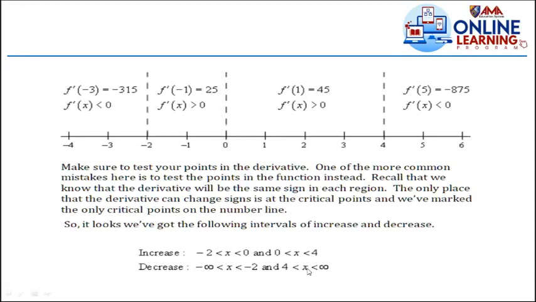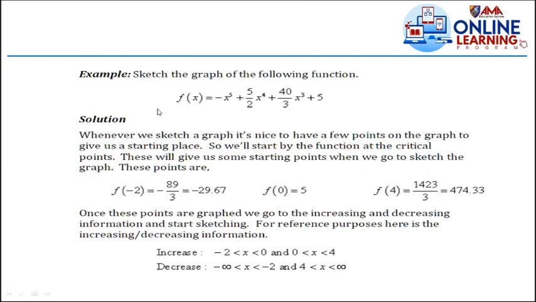Dito naman, if x is greater than 4 and positive infinity, and so on, we already have decreased values. So, this is now our results, no? So, dito ay nagkakaroon ng increase, dito ay nagkaroon ng decrease. So, the next thing we're going to do, we're going to sketch the graph.